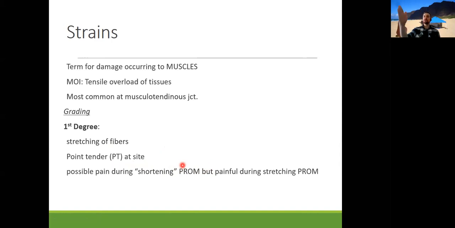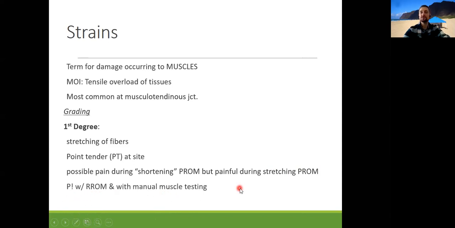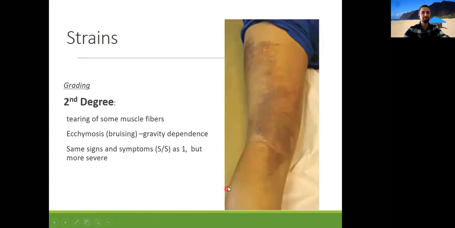But if you brought them up into a straight leg raise and you started to stretch that hamstring, it might be a little painful at the end range of motion, right? So typically during the stretching part. Okay, and then pain, right? P exclamation, pain with resisted or any manual muscle testing, right? That one should be pretty obvious.